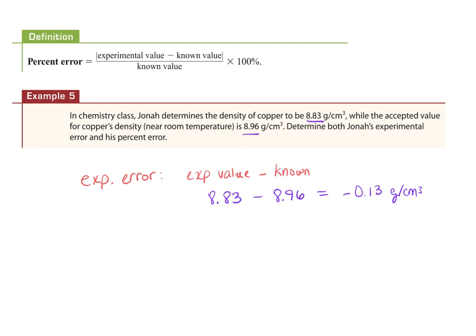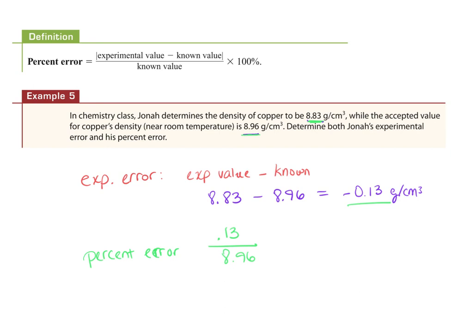So that negative here just tells us if you fall below or above what's expected. But when we talk about percentage, we're going to take that without the negative. We're going to use absolute value there. So his percent error here is just going to take this number, absolute value, so the 0.13 without that negative, divided by what was expected or what was known. Which value was the known value? What are we going to divide by? 8.83 was the experimental. That was the known, 8.96.